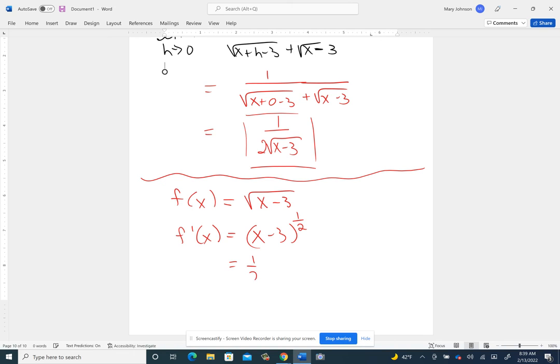You'd bring the 1/2 down in front, multiply by x minus 3, and subtract 1 from 1/2 and get negative 1/2 power. Then actually you need to take the derivative of the inside function. It just turns out to be 1. And so your answer turns out to be 1 over 2. And then negative exponent means you can pull it down here. And it can be written as a radical. You didn't know this when you took the test, but this is what you're learning in chapter 3.